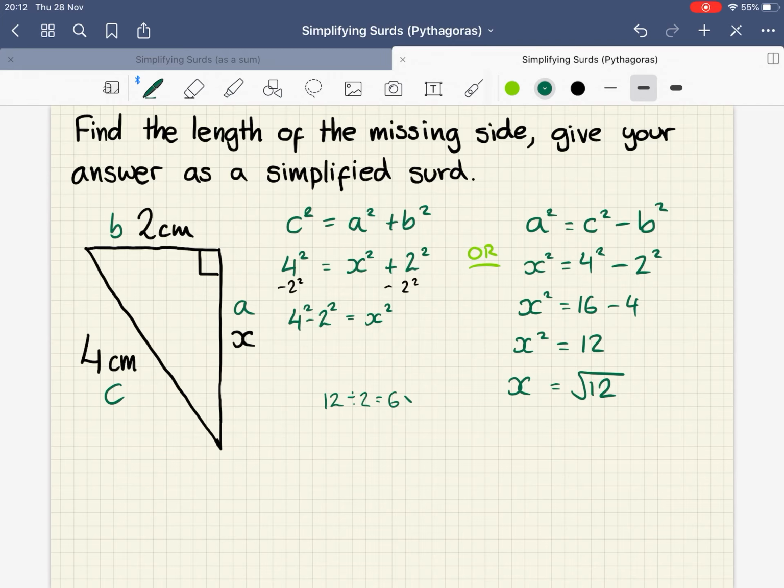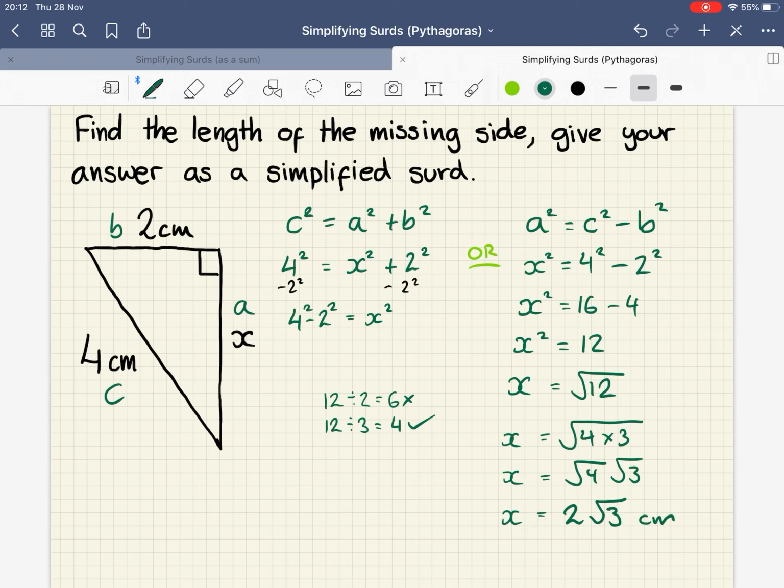So I think 12 divided by 2 is going to give me 6. Oh, that's not a square number, so that's not going to work. 12 divided by 3 gives me 4. Well, that's a square number. That works. So that's going to be root 4 times 3, which is root 4, root 3. That's my final answer. Square root of 4 is 2. So I've got 2 root 3 centimetres.